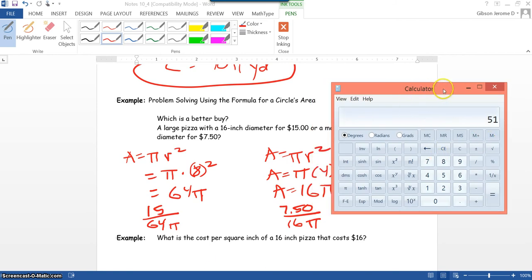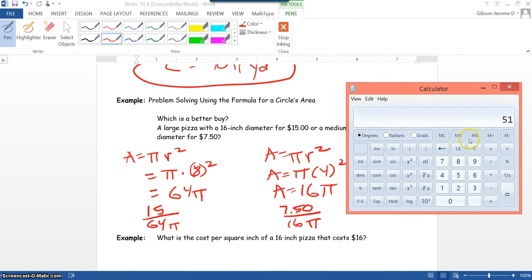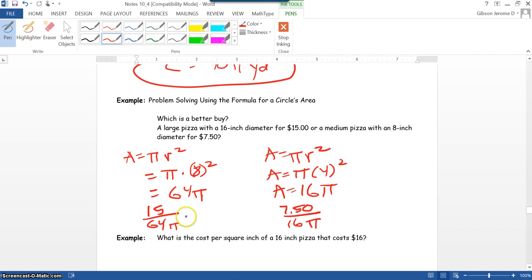So now, you do have a pi key on your calculator, but as you see, I do not have a pi key on this calculator. So I'm going to assume pi to be approximately 3.14. So I do 15 divided by, and then I will put 64 times 3.14. And that will give me about 7.5 cents a slice. I'll put cents per slice. Okay, so now it's 7.5 cents per slice for that one.